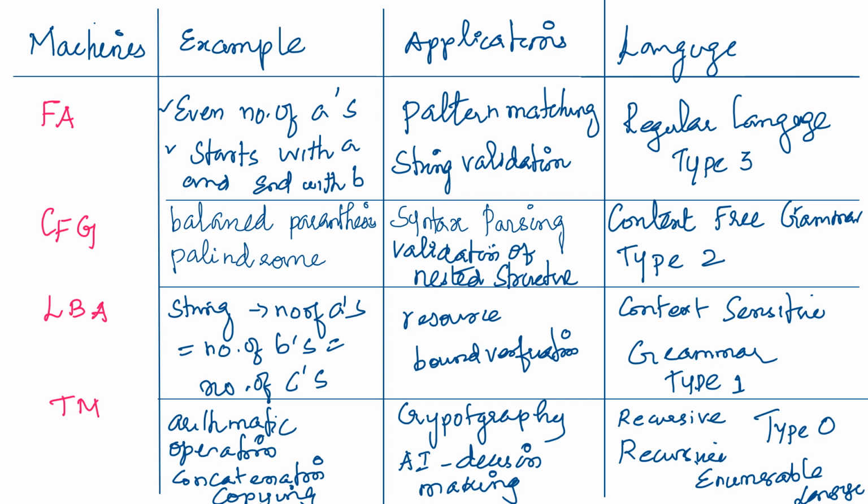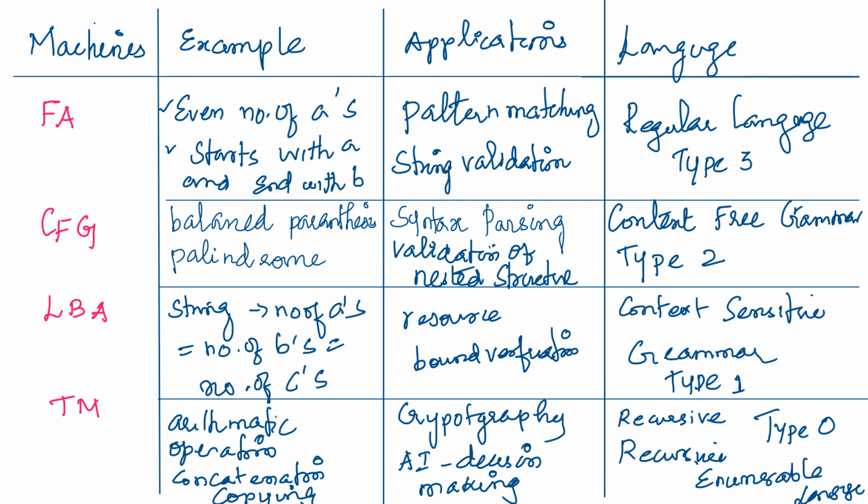When we are using some strings, we can validate them. For example, if you are applying for any application online, they validate the address, the phone numbers, and the mail also. So in that case we can use finite automata. The corresponding language is called regular languages, and this type of grammar is called type 3.